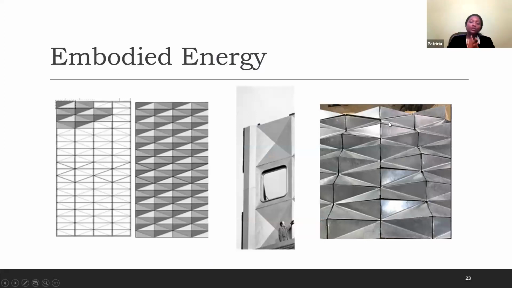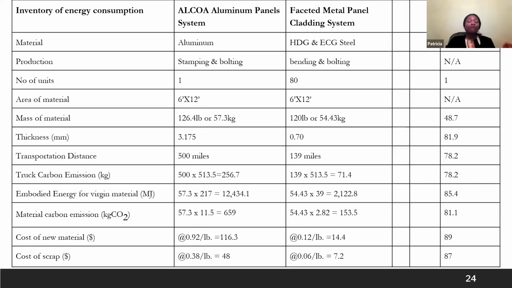So for our own projects, we tried to make a panel using this material and then compare the embodied energy of the panel from Alcoa and the panel from this scrap metal, the offal from General Motors. At the end of the day, we reported it in an inventory of energy consumption. We have the Alcoa panels, and then we call this the faceted metal panel cladding system. So we compared them in terms of their material, the mode of production, the number of units to make 1 square meter, the area of units required to make this 6 by 12, and then the mass of the material.